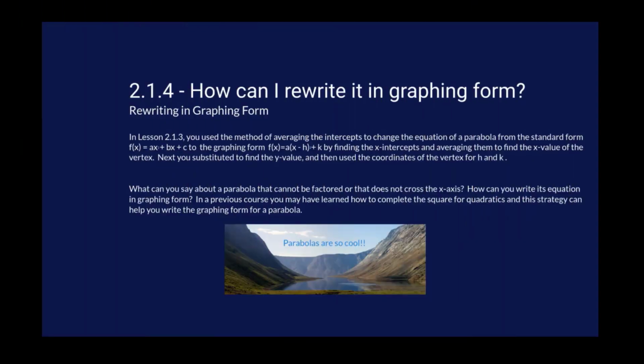So this is the beginning of lesson 2.1.4. How can I rewrite it in graphing form? In 2.1.3, you used the method of averaging the intercepts to change the equation of a parabola from the standard form to the graphing form. And I actually worked a little bit with a couple different methods. So we did the averaging of the zeros, but I also helped in the previous video with completing the square. So we're kind of doing multiple things here.